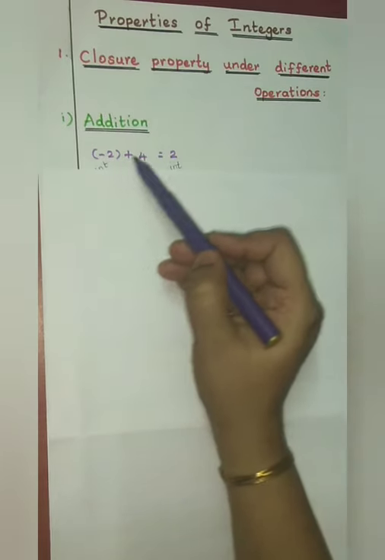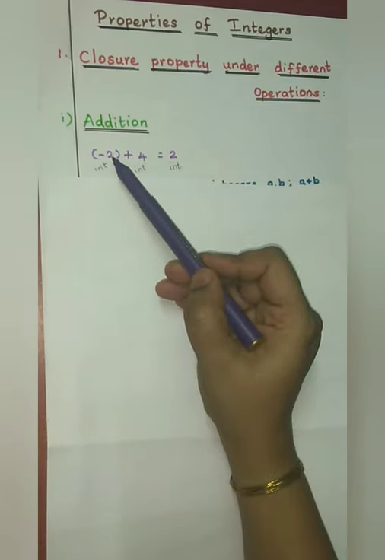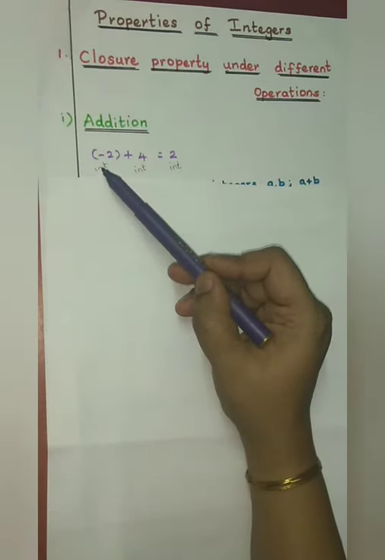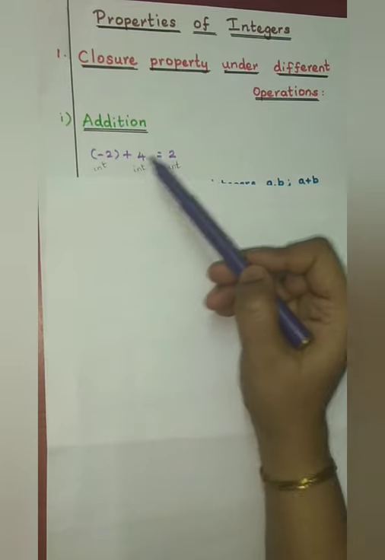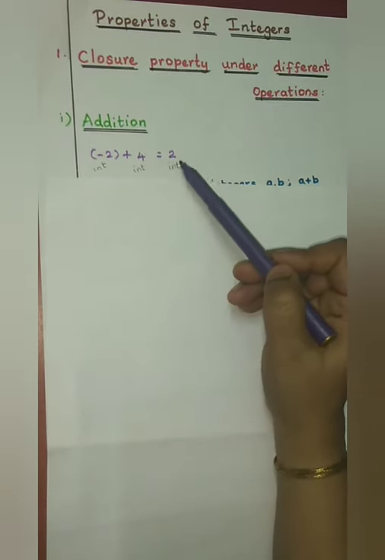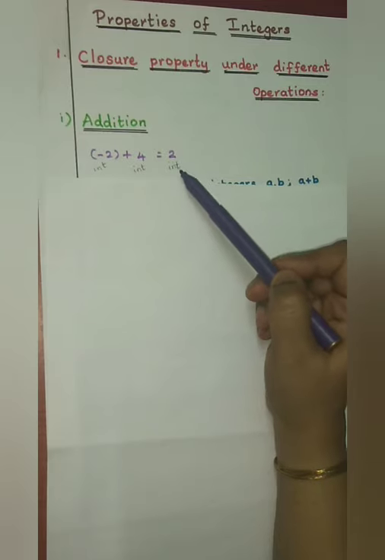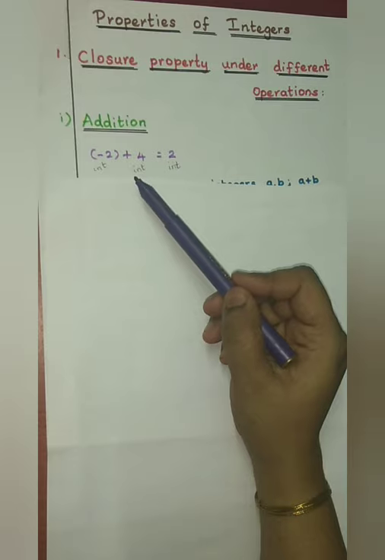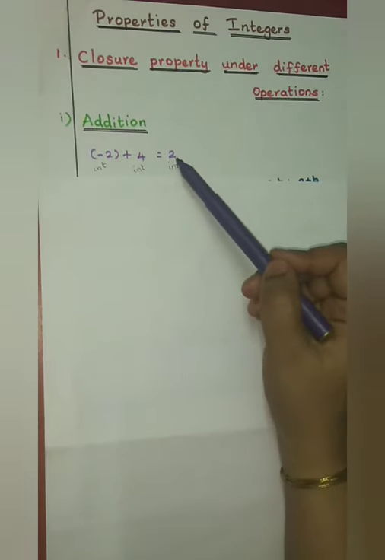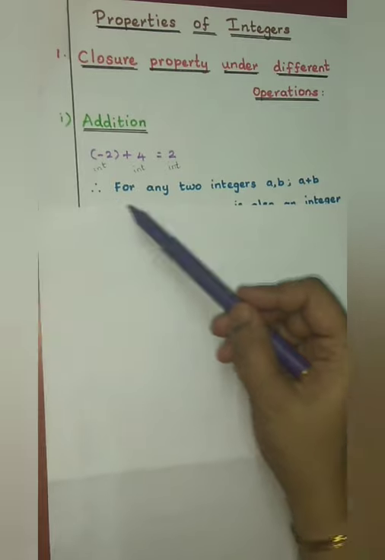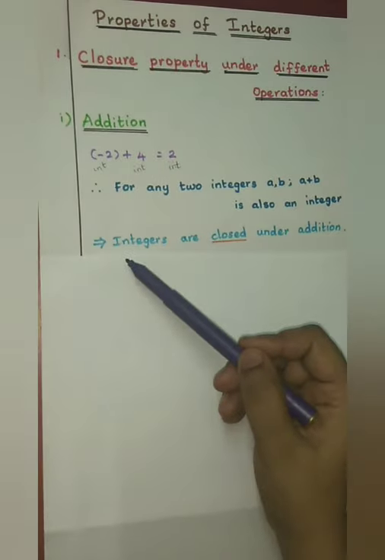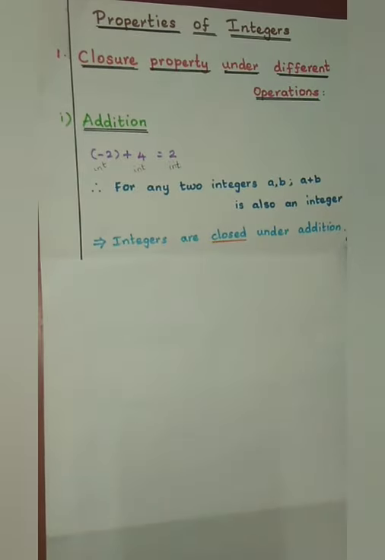Here I have taken minus 2 and 4. We know that minus 2 is a negative integer and 4 is a positive integer. When you add these two integers, what do you get? 2. Is 2 an integer? Yes, 2 is also an integer. So, when you add any two integers, we get their sum to be an integer. Therefore, for any two integers a, b, a plus b is also an integer, which implies integers are closed under addition.